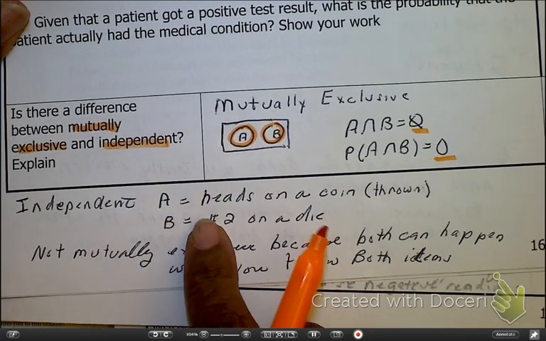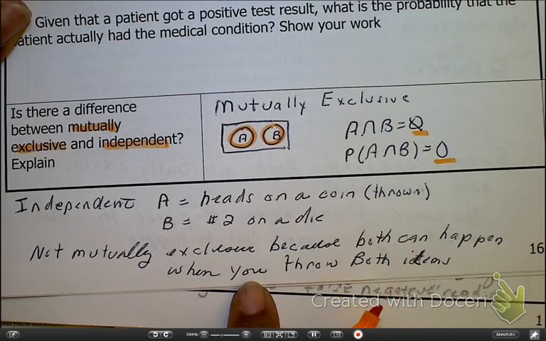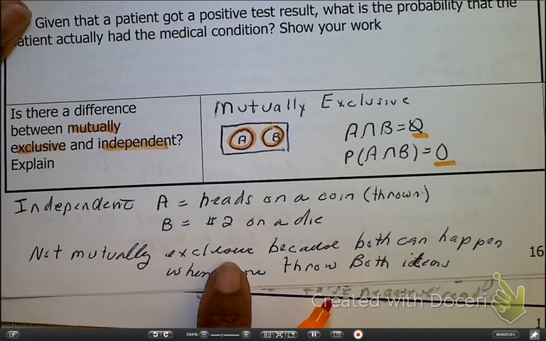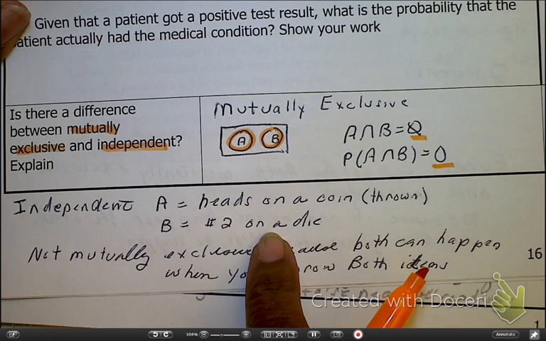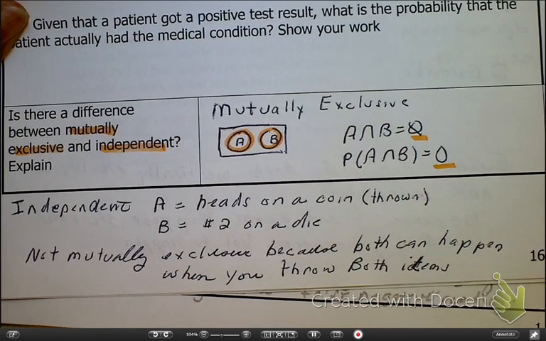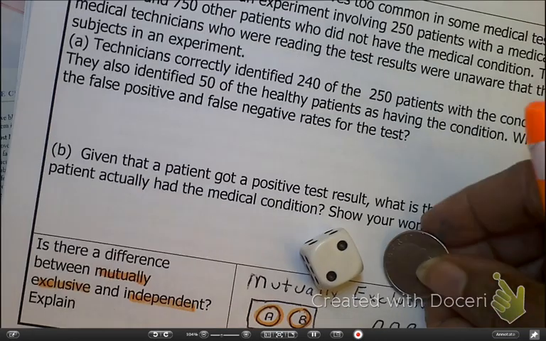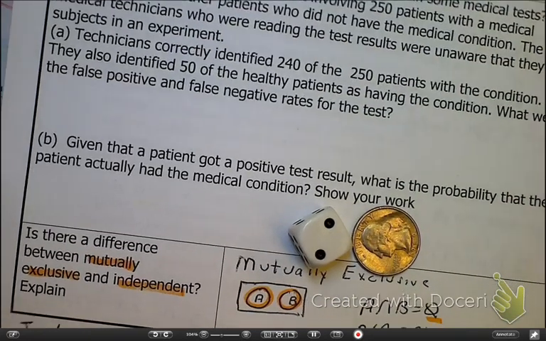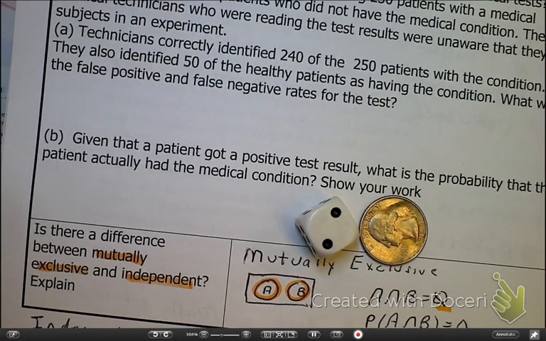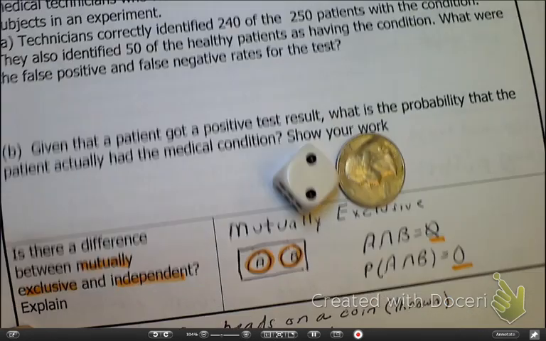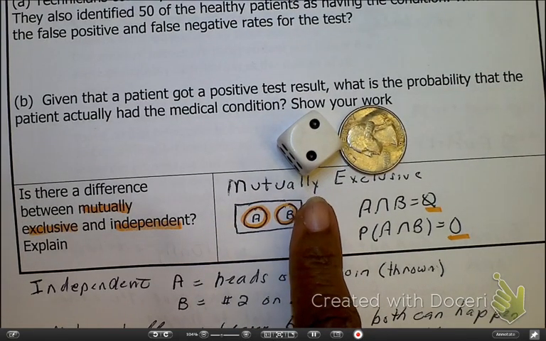So here you have a coin, heads, or event B, which is the number 2 on a die. They are not mutually exclusive because it could happen that if you have both of those things in your hand and you throw them, you can get a 2 and a heads. So let me restate that. It is possible, if you throw things simultaneously, to get a heads on a coin and the 2 on a die. So it is not mutually exclusive because both situations can happen at the same time. But they're independent of each other because whatever I get on this die has nothing to do with what I get on this coin.